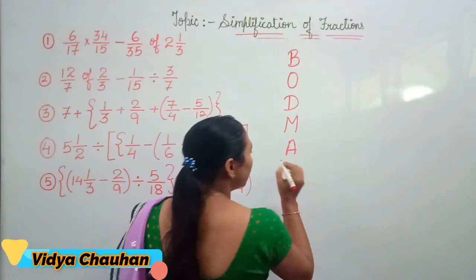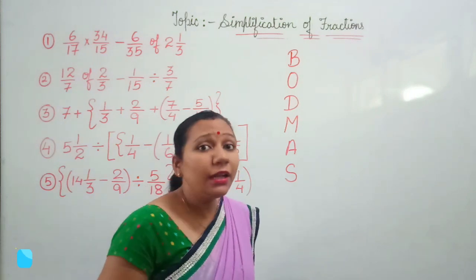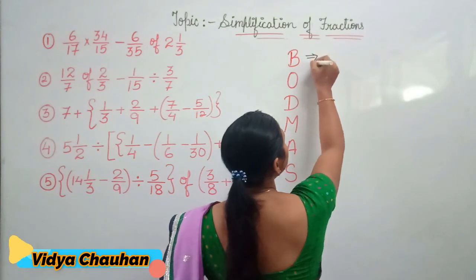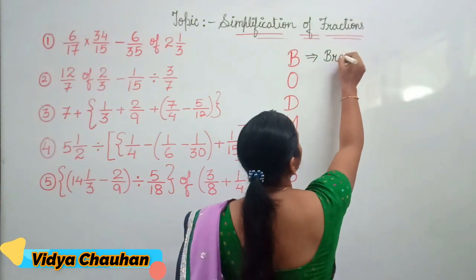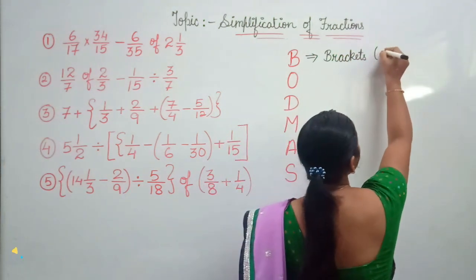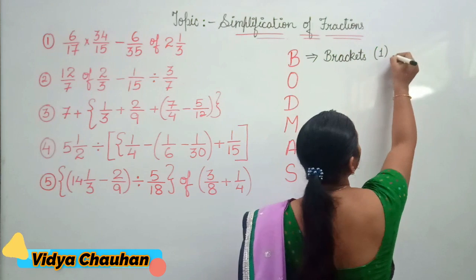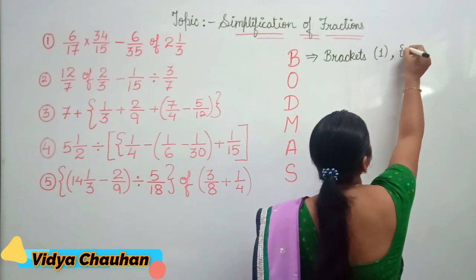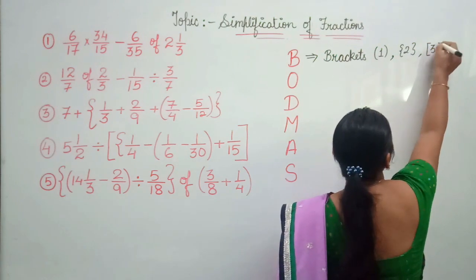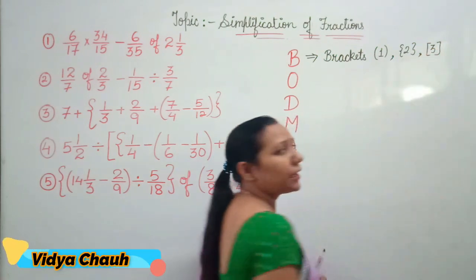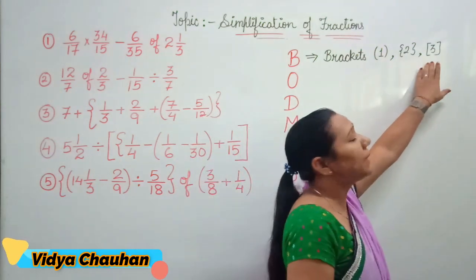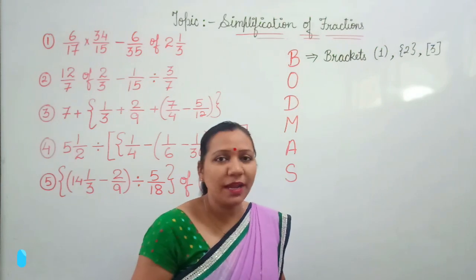BODMAS. Okay. Now students, there we have learned that very first, B means brackets. Very first is our small bracket, this is our number 1. Second is our curly bracket, and third is our square bracket, or you can call it the big bracket also. So these are the three kinds of bracket: small bracket, curly bracket and the square bracket.